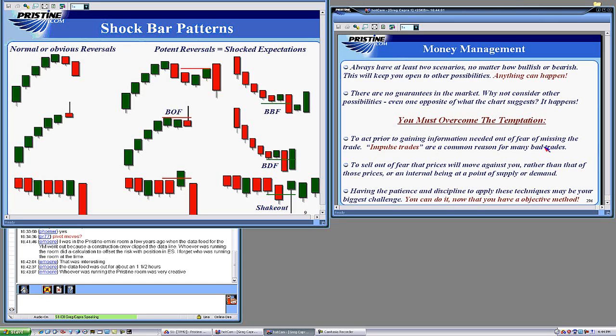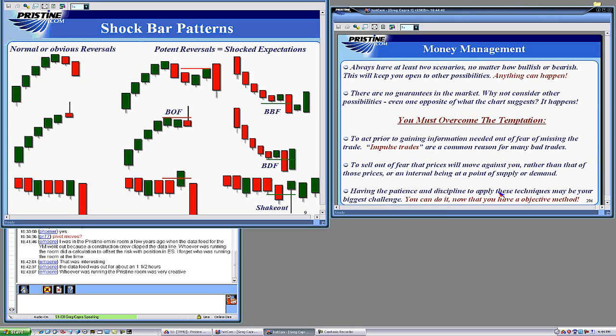Overcome the temptation of entering trades before you have a setup because you're afraid of missing out. That's what impulse trades are. You're getting into trades that are not part of your trading plan. You also have to overcome the temptation of selling because you're afraid that prices are going to move against you. The bar-by-bar analysis will help you tremendously with that, and of course, understanding the concept of price voids, and the potential of where prices can move to, and then incorporating market internals.